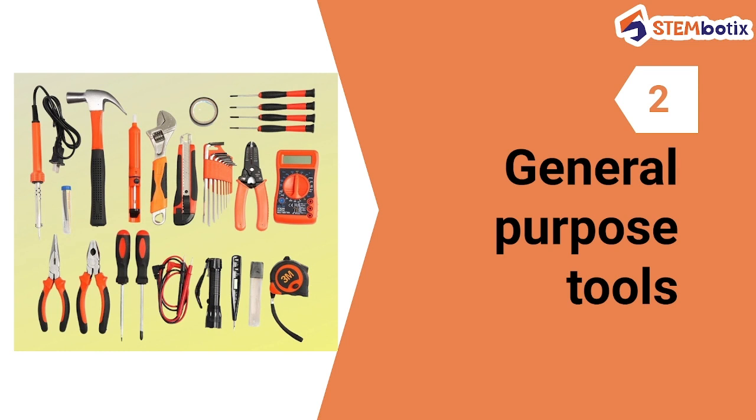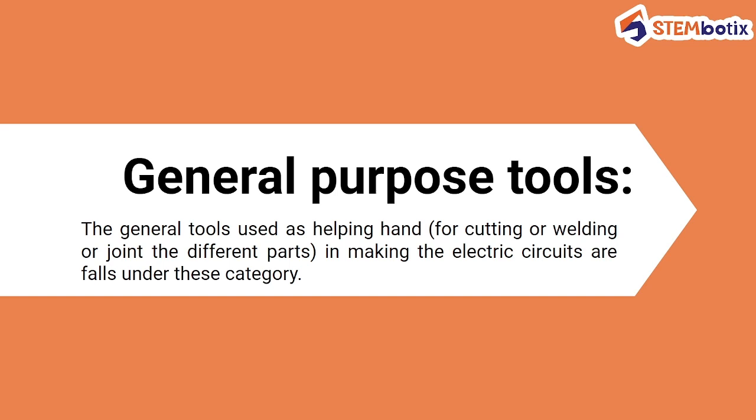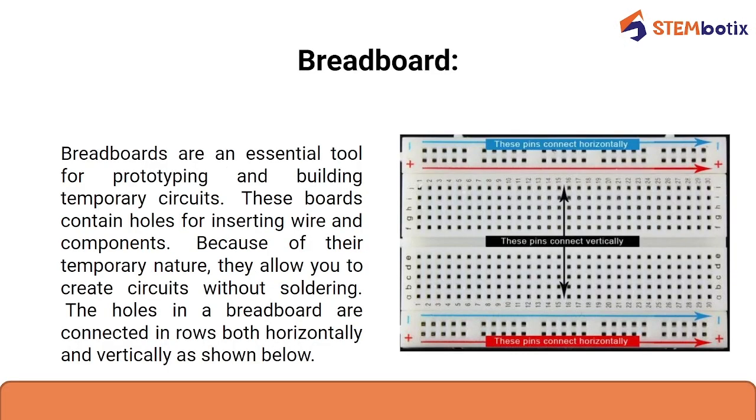So in the first section we have seen the four categories. Now let us see the general purpose tools, which are the tools that fall under this category. The general tools used as a helping hand, for example, cutting or welding or joining different parts in making electric circuits, fall under this category. The very first one of this category is the breadboard.